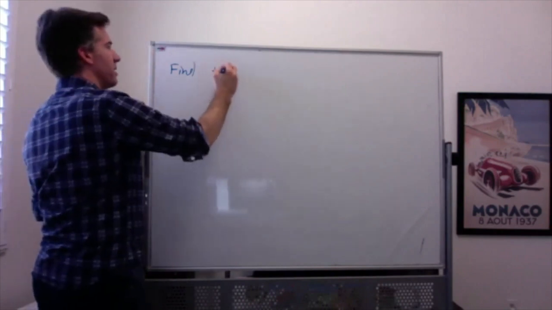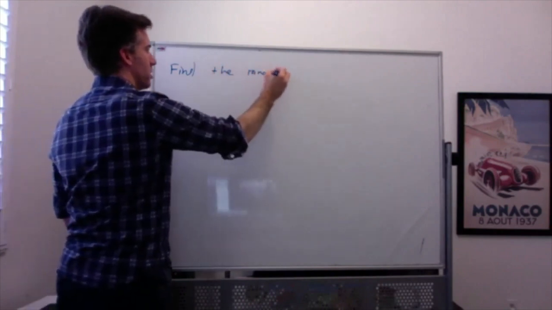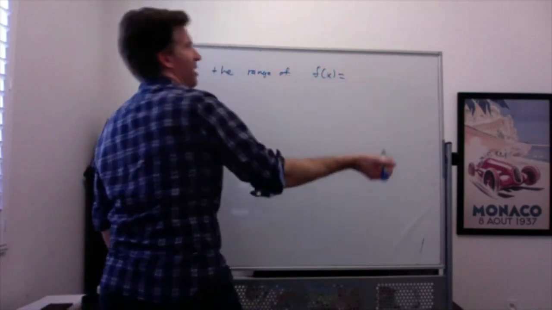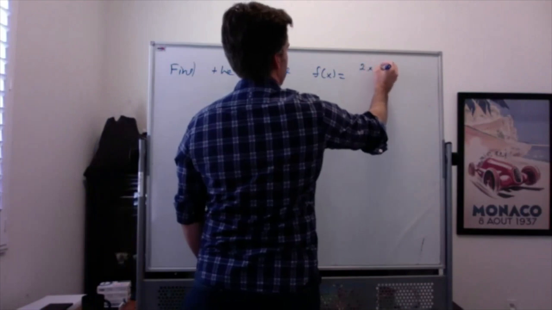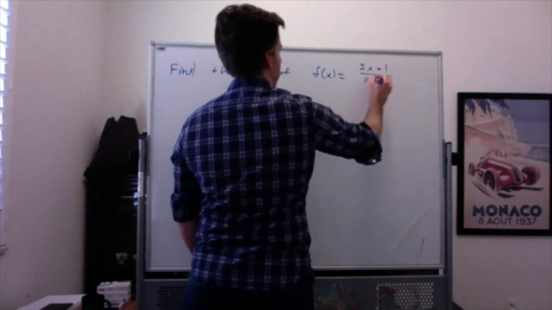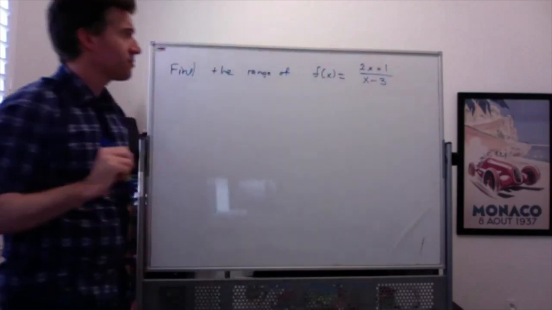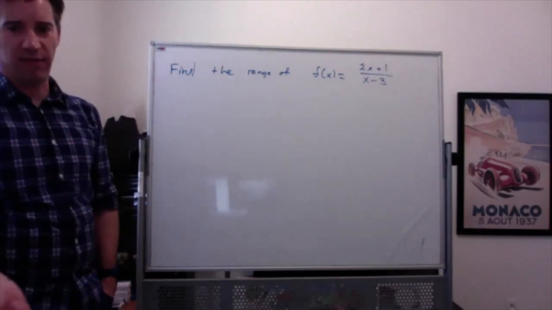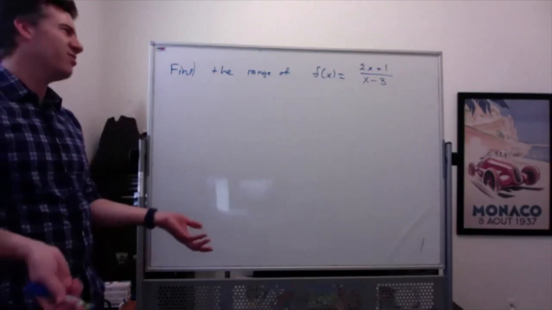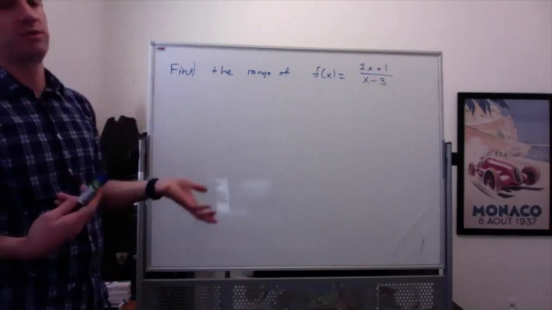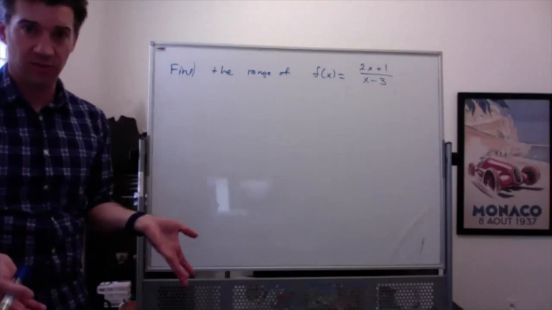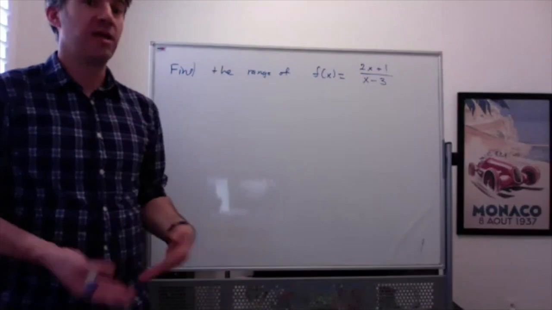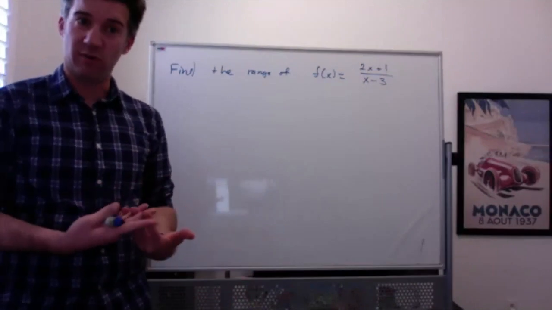I want to find the range of the function f(x) = (2x + 1)/(x - 3). It would be possible to graph this function to find the range, but we don't really have all the tools to graph this as precisely as I would like. So instead, another way to find the range is by finding the domain of the inverse function.